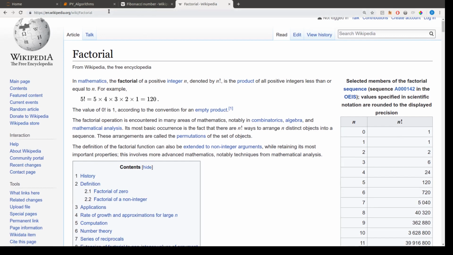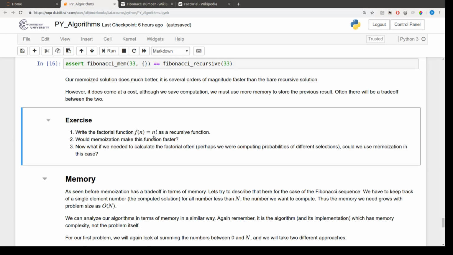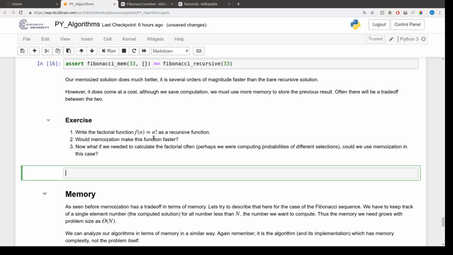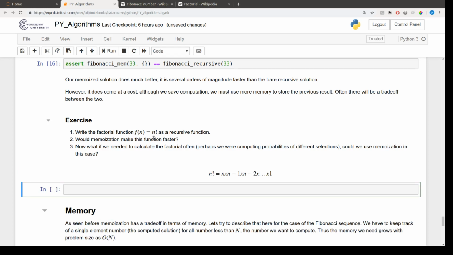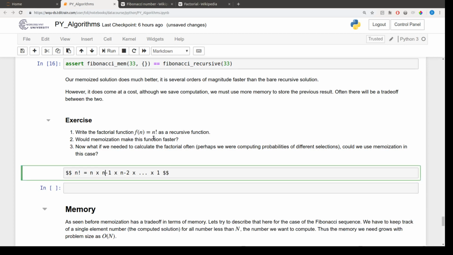N factorial, in other words, if I write it out, n factorial equals n times n minus 1 times n minus 2, and so on, down to 1. Let's make these asterisks, I guess.